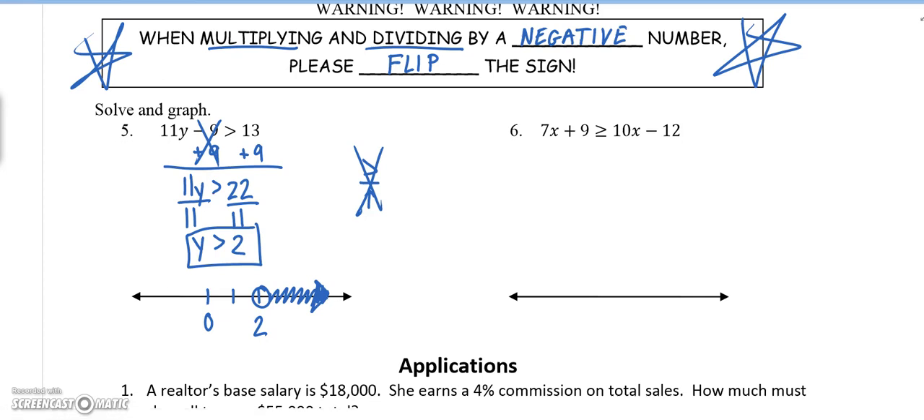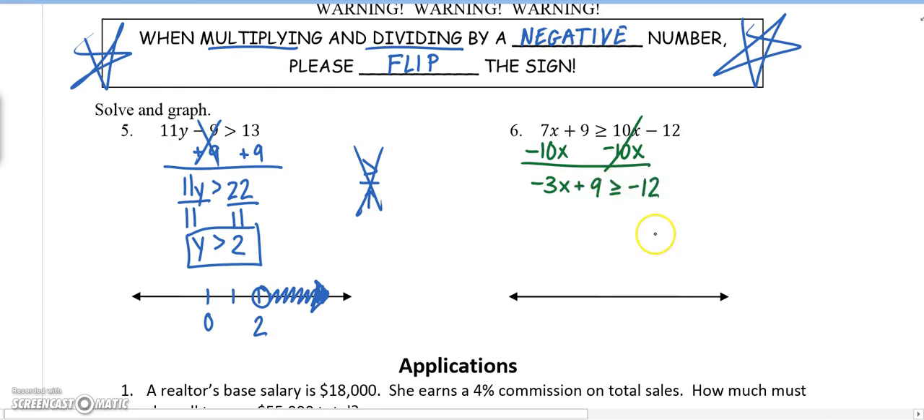Okay, let's try one more, number 6. So number 6, same thing, but we have 2 x terms, 2 variables. So I'm going to get them on the same side. Like I said earlier, I always like to get them on the left side. Just makes it easier to read. All right, 10x minus 10x is 0. 7x minus 10x is negative 3x. Adding 9, so I need to get rid of that, so I'm going to subtract 9. And I'm going to rewrite this over here, just to give me more room. Okay, so now to finish getting x by itself, I'm going to have to divide by negative 3.